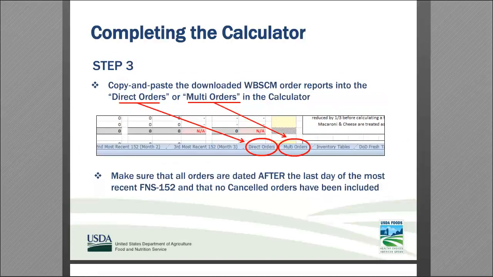Step 3 is to copy and paste the downloaded WebSCM orders into the Direct Orders and Multi-Orders tabs. Make sure that all orders are dated after the last day of the most recent FNS 152 and that no canceled orders have been included. Note that most FDPIR ITOs only order from the multi-food warehouse and don't order directs, but some ITOs do order both, so be sure to check.